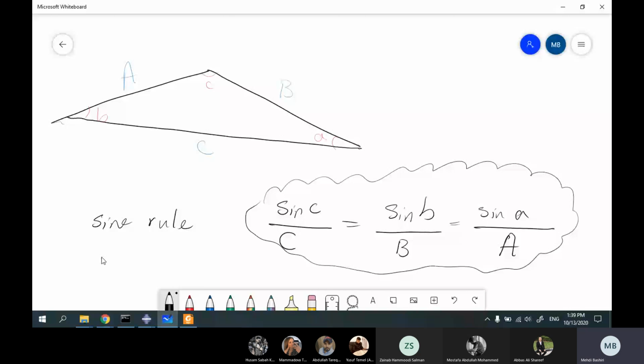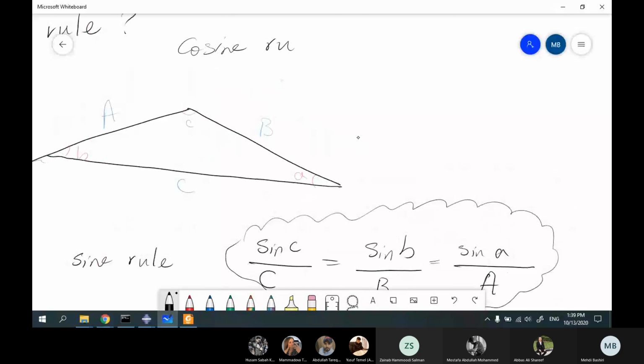We have another rule, the cosine rule. What is the cosine rule? This is the cosine rule. C squared is equal to A squared plus B squared minus 2AB cosine of C.